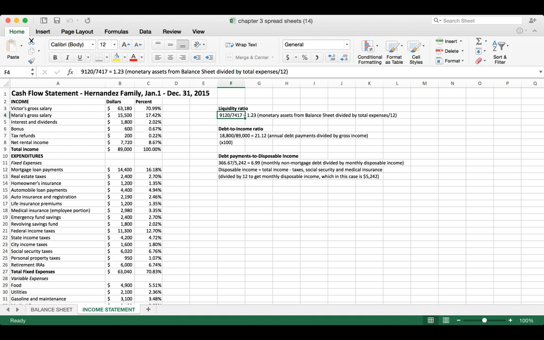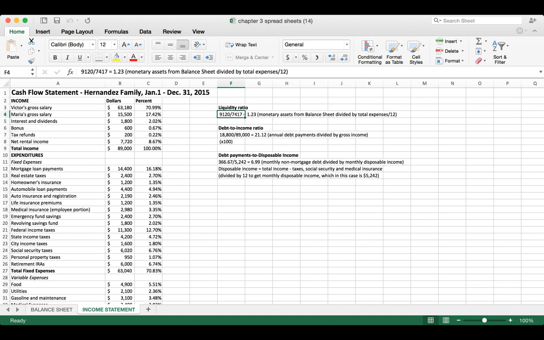So that's just a good ratio to show you where you're at in terms of your liquidity. Liquidity just means the ability to access cash. And as we said, this is probably not a great position for them to be in.